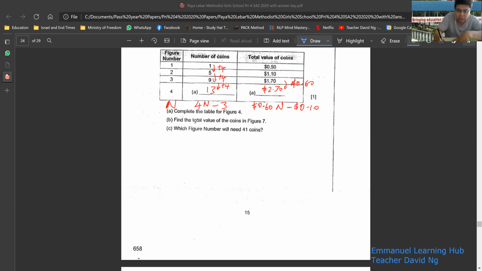Because they want to find the total value of coins. Okay? Total value of coins, right? The formula is this. Oh, I thought number of coins. Total value of coins. So this is the formula, right? Yeah. So figure n is this formula. Now it's figure 7. Can you tell me n equal to what for figure 7?